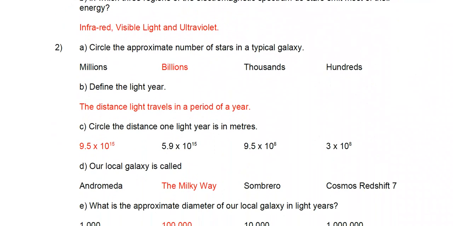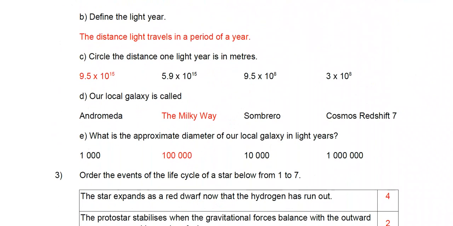Number 2. Circle the approximate number of stars in a typical galaxy. Well, there are literally billions of stars in a typical galaxy. Define the light year. Well, it's the distance light travels in the period of a year. Circle the distance of 1 light year in meters. Well, it's 9.5 times 10 to the 15 meters, something you are required to know.